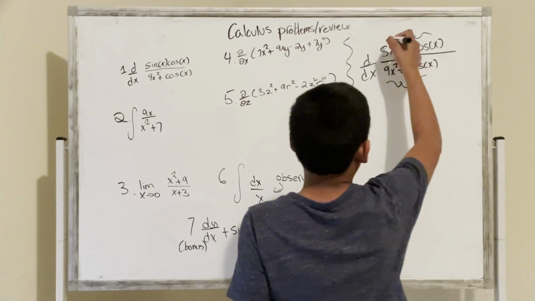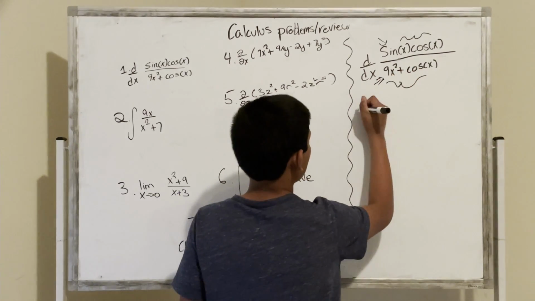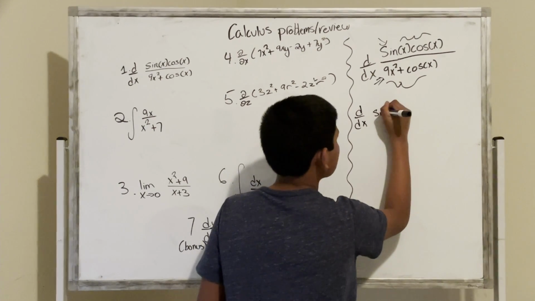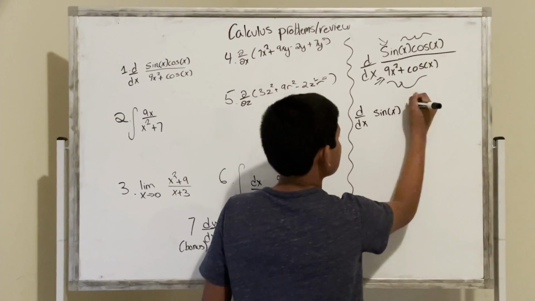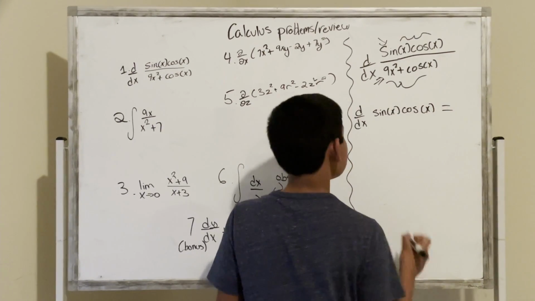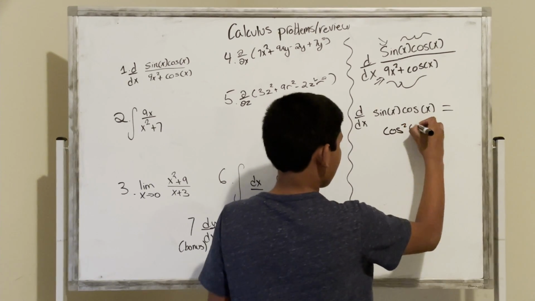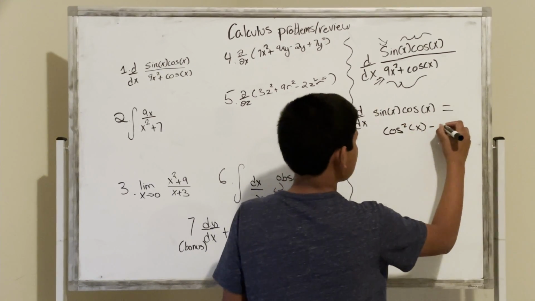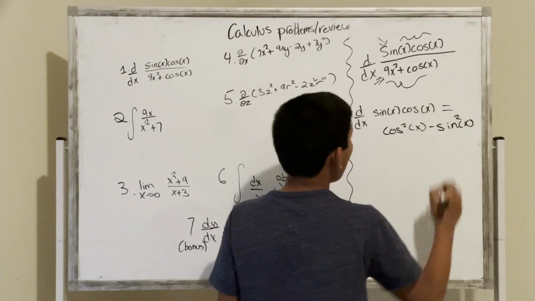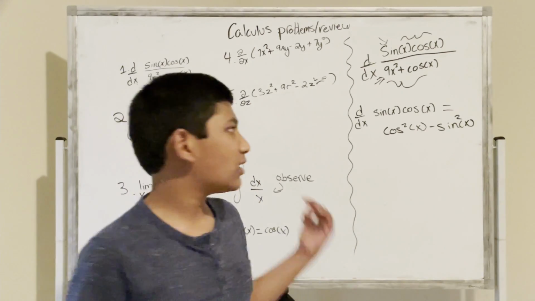So let's actually do the derivative of this and the derivative of this. The derivative of sine of x times cosine of x. Well, this is just equal to cosine squared x minus sine squared x. You may be wondering, I said that we will walk you step by step, so how do we do this?